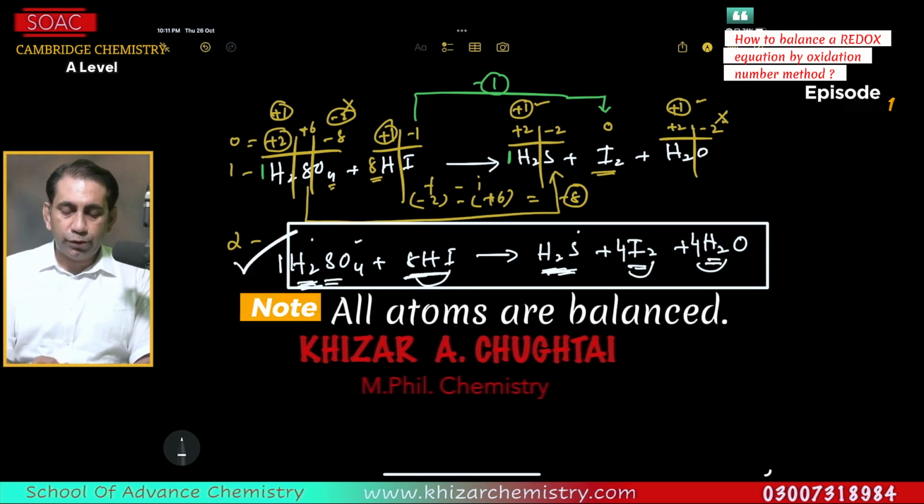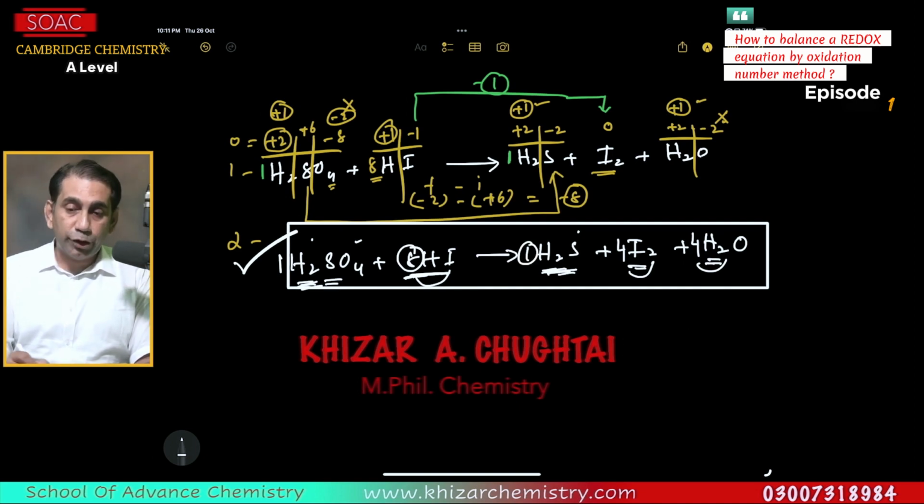1 mole of H2SO4 is going to react with 8 mole of HI to give 1 mole of H2S, 4 mole of iodine, and 4 mole of H2O. That is the balanced chemical equation, and it has been balanced by the oxidation number method.